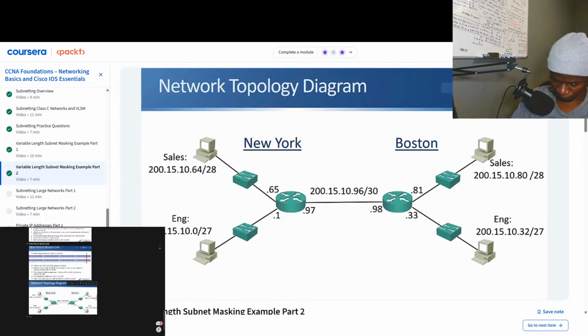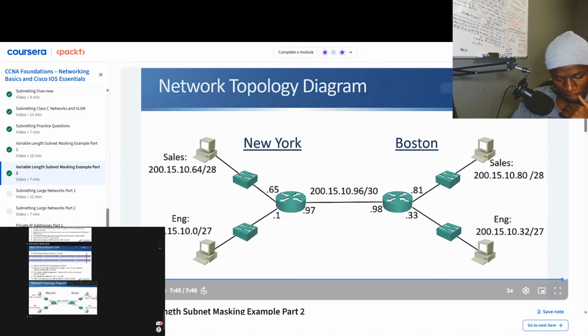Okay, that's it. So you now know how to do a variable length subnet mask design for a network. See you in the next lecture.